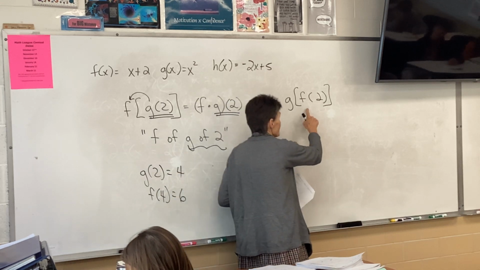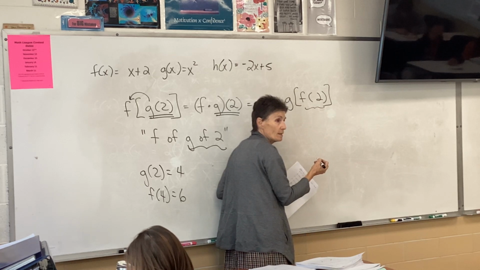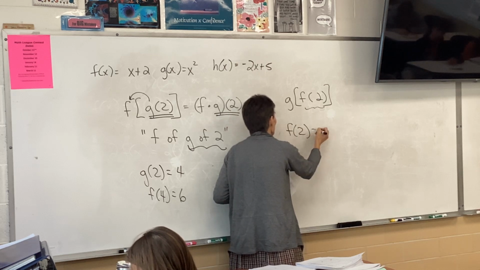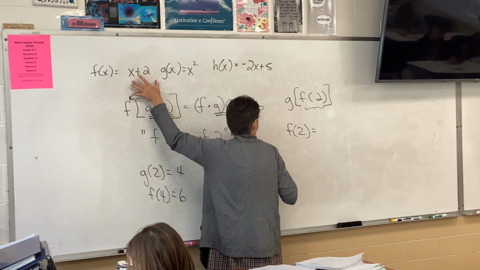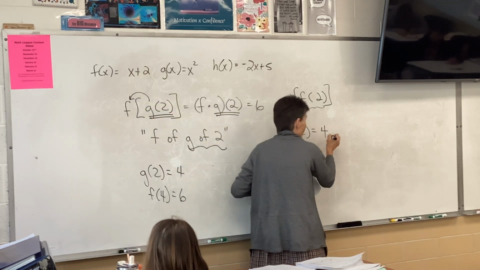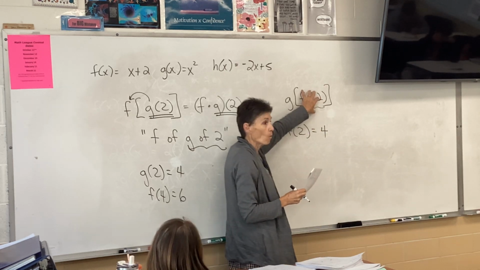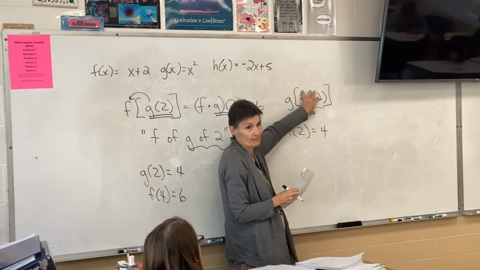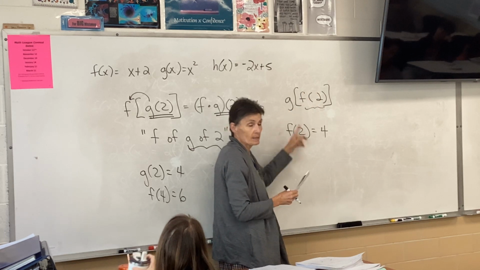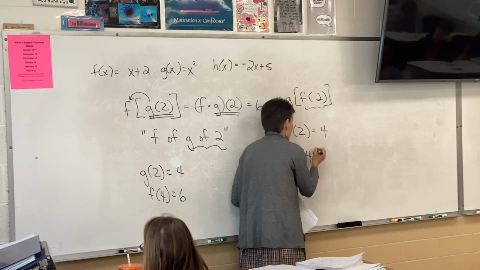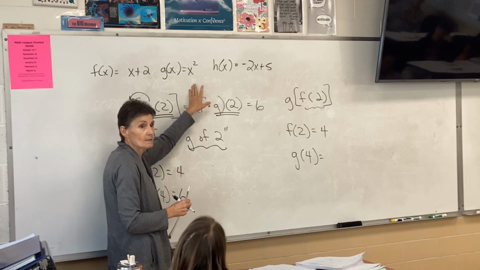What do I do first? What does this problem tell me to do first? Put 2 into F. Okay. What do I get when I put 2 into my F? I get 2 plus 2, which is 4. Now take the 4. 4 is the answer to this bracket right here. Take the 4 and plug it into G. So G of 4 would be 16.